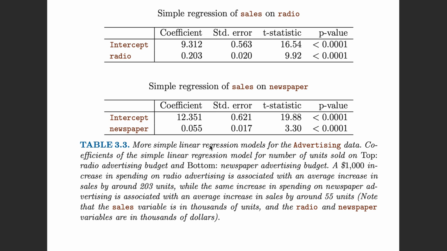Okay, and to be specific, the units are in $1,000. So each $1,000 increase in spending on radio advertisement is associated with an average increase in sales of 2 or 3 units. While the same increase in spending on newspaper ads leads to an average increase in sales of 55 units.